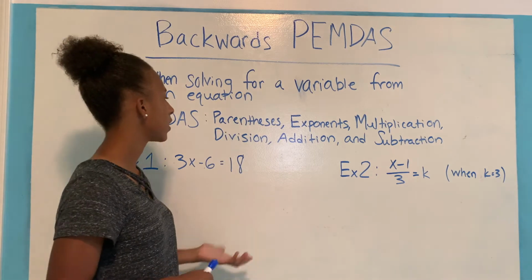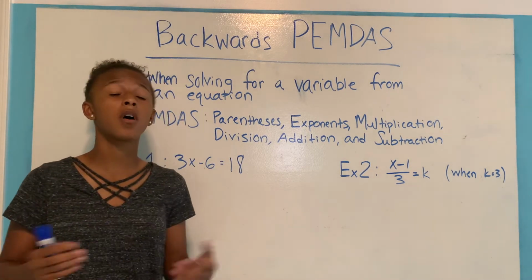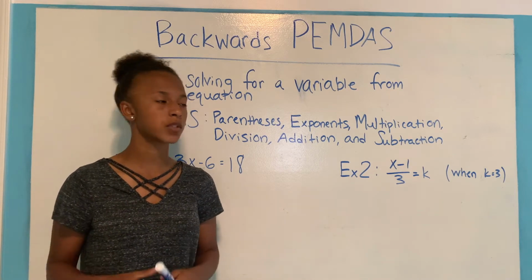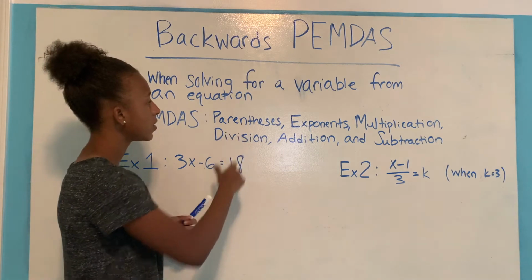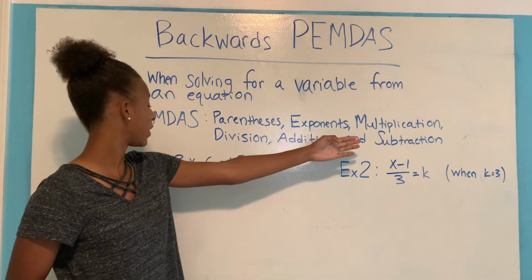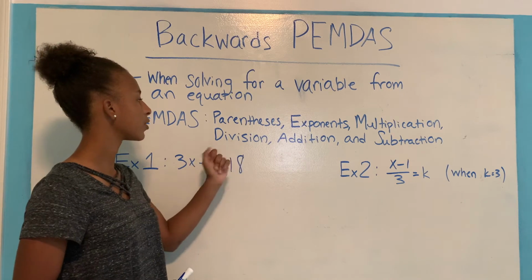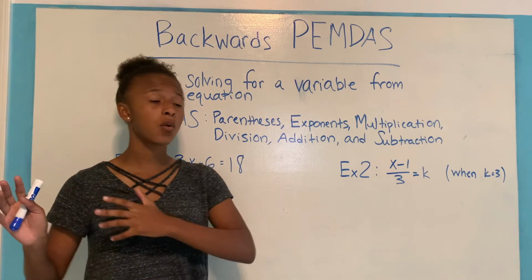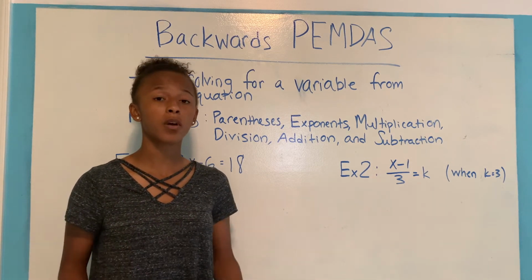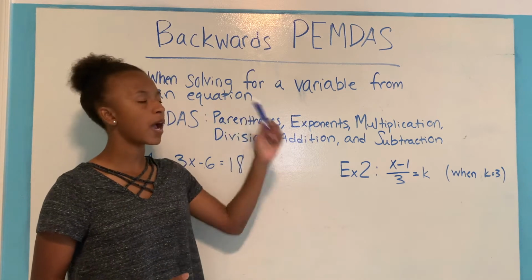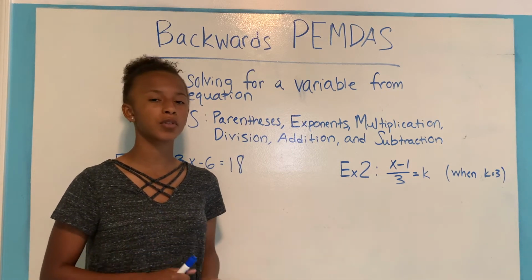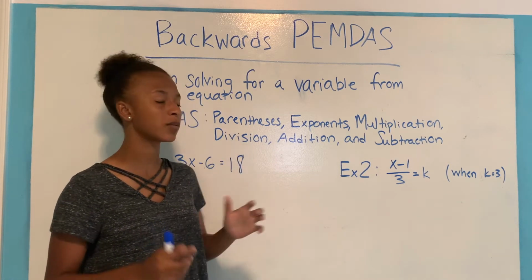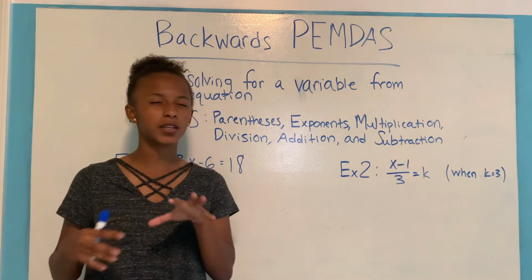So PEMDAS is the method that you use to solve equations. It's just the order in which you go when you solve them. So the P is for parentheses, the E is for exponents, the M is for multiplication, the D is for division, A is for addition, and S is for subtraction. And that's just the order in which you go to solve the problem, right? So when I say backwards PEMDAS, it's for solving for the variable. So you're basically taking an equation and going backwards with it, using this method to solve it just backwards. Alright, so I'll start to get into what I mean by that.